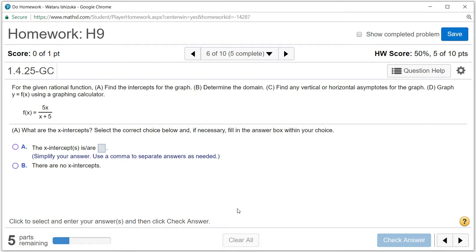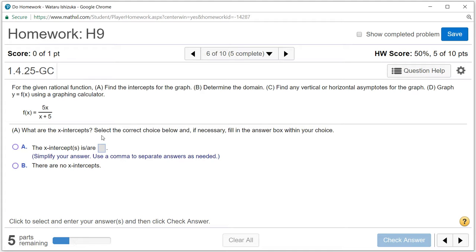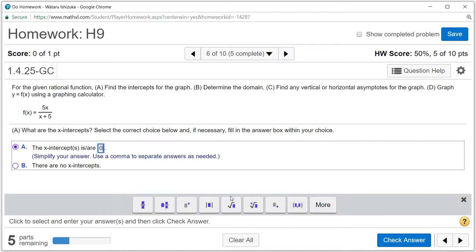All right, let's look at homework 9, problem number 6. We have this rational function and we want to find the x-intercept first. To find the x-intercept, we set the whole function equal to 0. To make a fraction equal to 0, we have to make sure that the numerator is 0. Then we can just divide through by 5 to get x equals 0. So x equals 0 is the x-intercept.